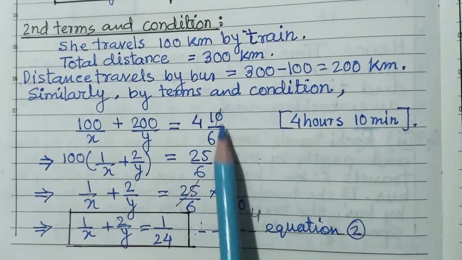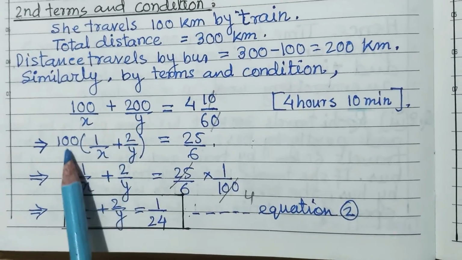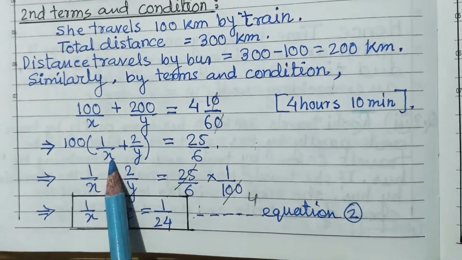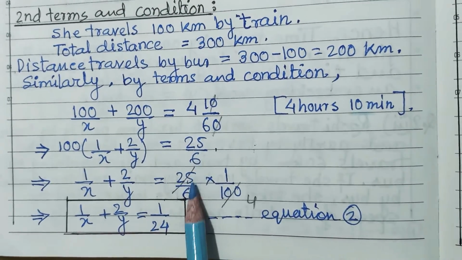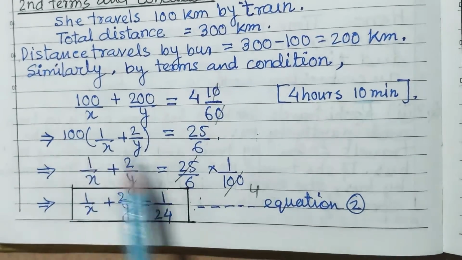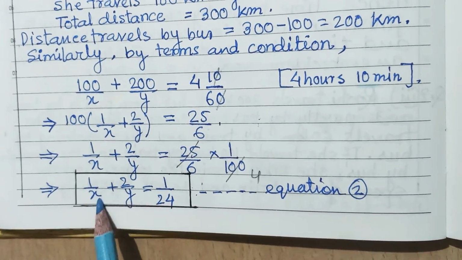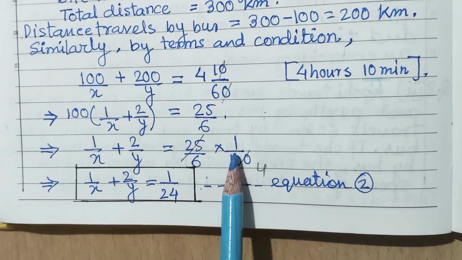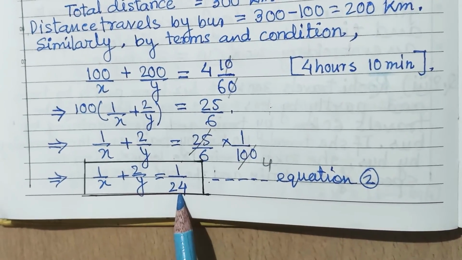Now this 0 cancels. It is 25 upon 6, and take 100 as a common factor from here. It is 1 upon x plus 2 upon y is equal to 25 upon 6 into 1 upon 100. Now the equation is 1 upon x plus 2 upon y is equal to 1 upon 24. 6 fours are 24. Okay.